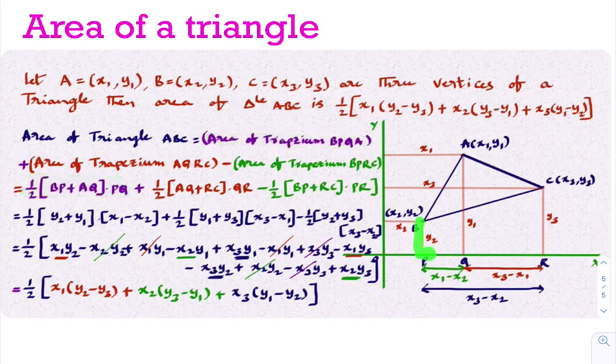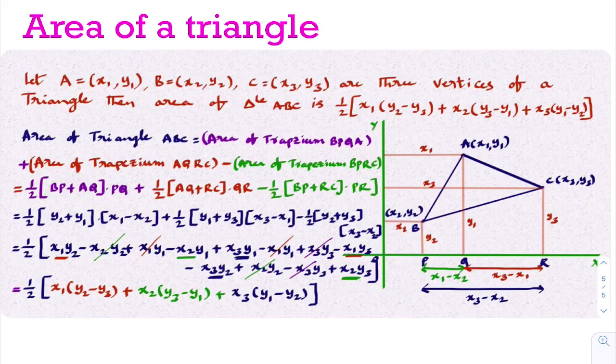See this, BPQA. In this, the parallel sides are BP and AQ, right? You see here BP plus AQ into the distance between these two, which is PQ. I hope you are understanding. What is the area of trapezium formula? Half into sum of parallel sides into distance between parallel sides. I hope you understand this.